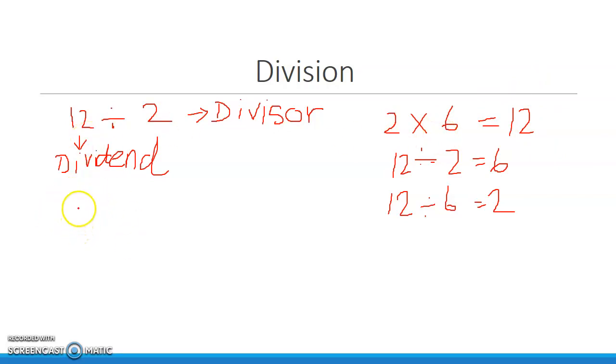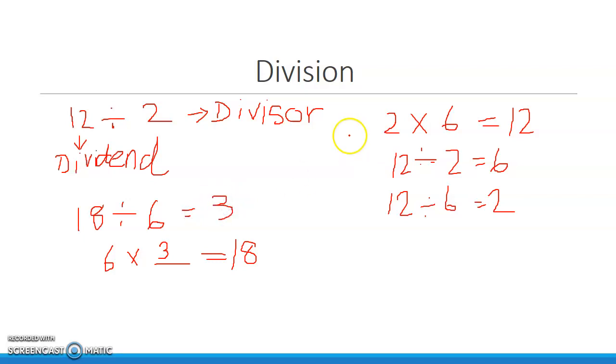So, in order to do 18 divided by 6, find the number which when multiplied by 6 will give you 18. 6 into how much will give 18? We know 6 into 3 is equal to 18. So, 18 divided by 6 is equal to 3. So, this is how we do division.